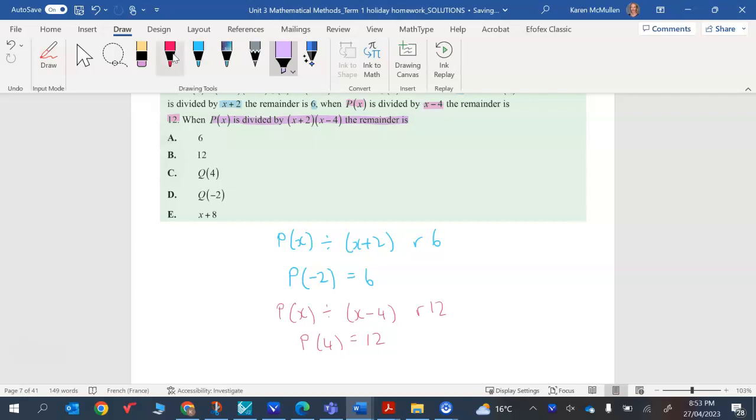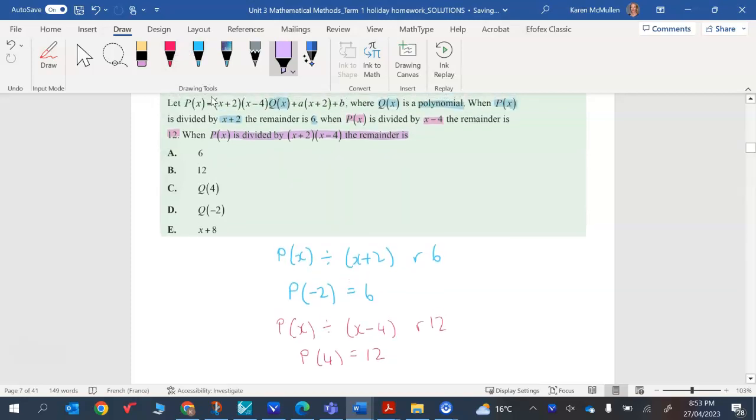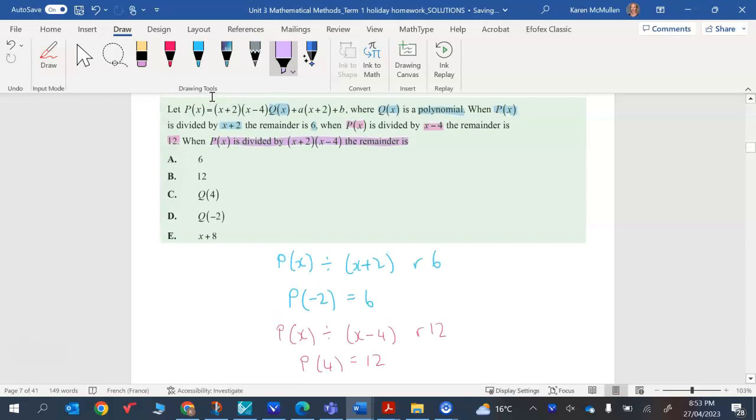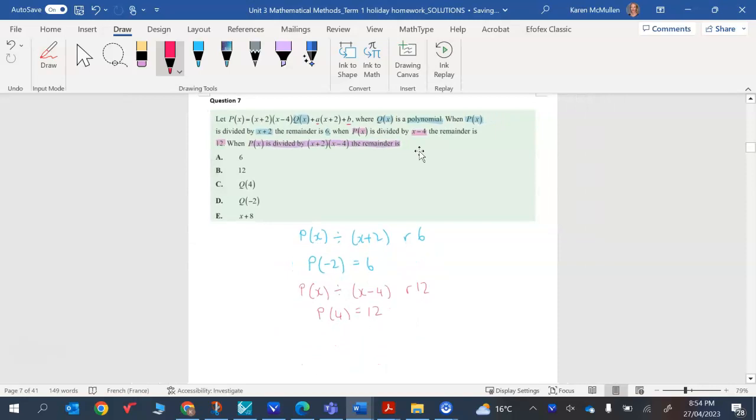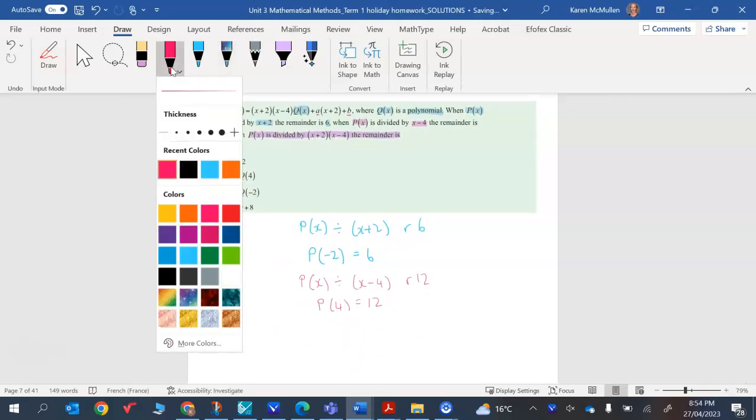So let's just have a look first of all at your p of x. You've got an a and a b. So we've got an a here and a b. So let's substitute in p of negative 2, and then we'll do p of 4 and see if we can get our values of a and b. I might need to make this a little bit smaller just so we can see everything at the same time. And let's change the colour to black.